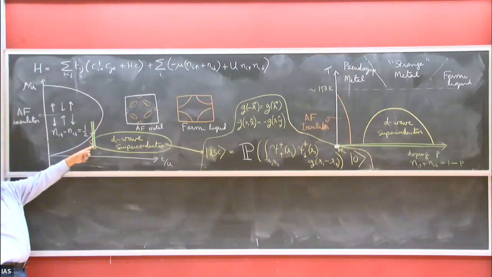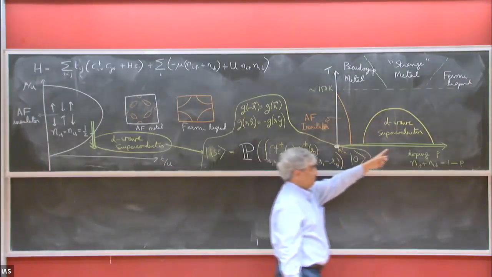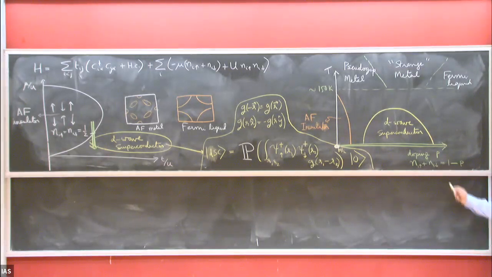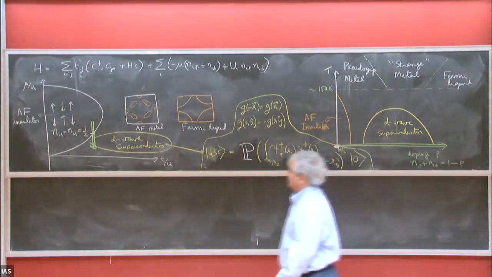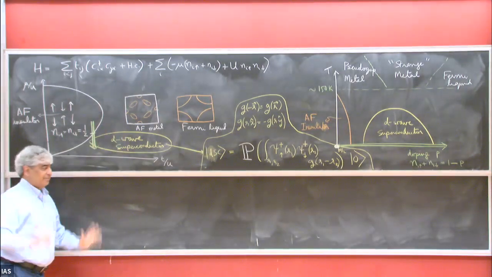And then when you cross into the metallic state and you change the density, that's this axis here, which we call doping. Doping is labeled by P. This is the measure of P: you take the total number of electrons, and the difference from one is P. We're talking about hole doping. There are also materials which you electron dope, 1+P, but they're very similar.